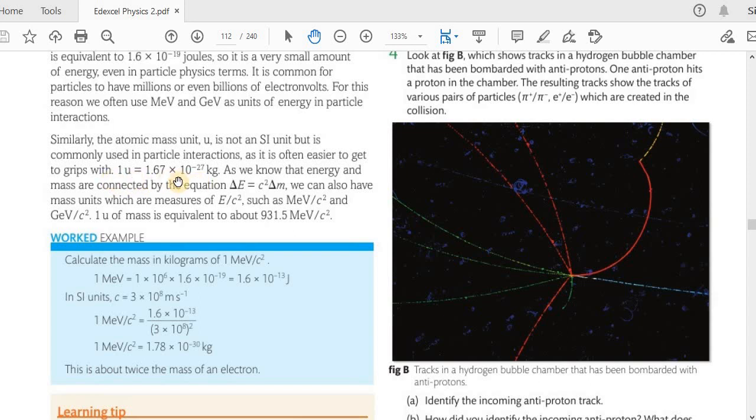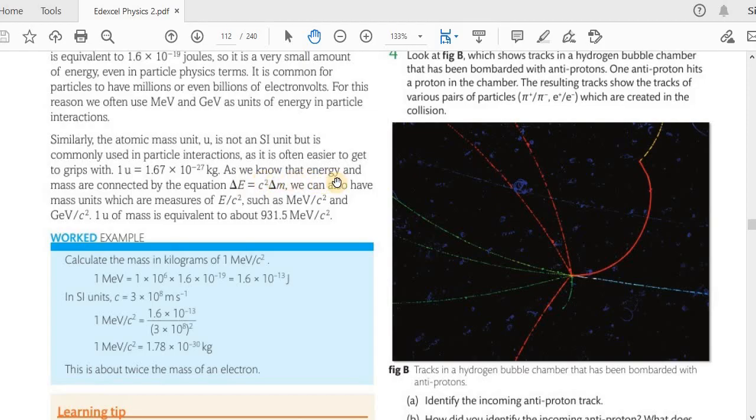So you can look at your data sheet. You will see these conversion factors. Similar to this, you can see we have this. 1 U is the atomic mass unit. U is not an SI unit but is commonly used in particle interactions and is often easy to get to grips with.